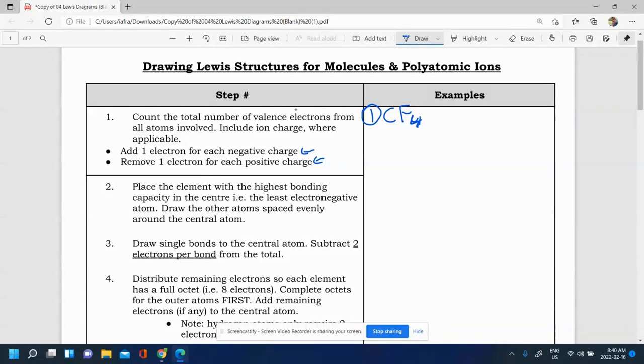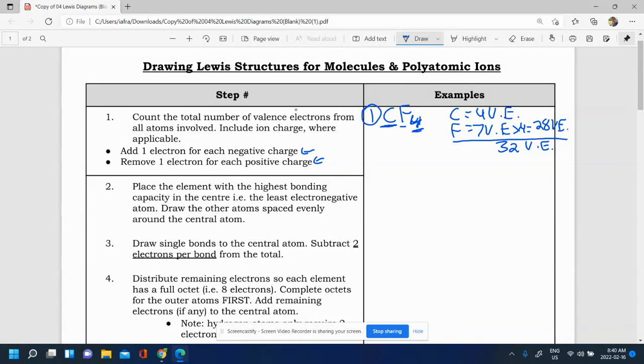So let's start counting the number of valence electrons. Carbon is in group 14, so carbon has 4 valence electrons. And then fluorine is in group 17, so it has 7 valence electrons. What you need to remember is that there are 4 fluorines in this molecule, so you have to multiply that by 4, and that gives you 28 valence electrons to play with there. So in total, we have 32 valence electrons that we're going to be using to connect everything together.